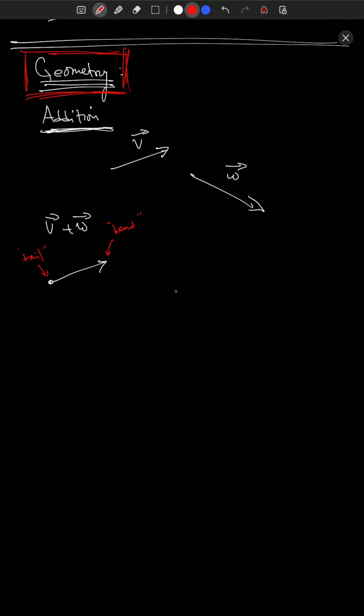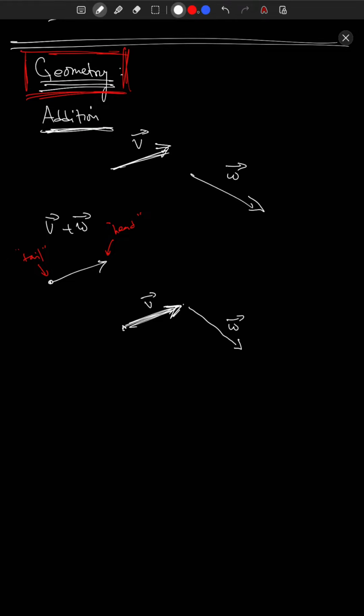Let me draw it again just to have this in a separate picture. So we draw V. Again, it doesn't matter where we draw it, as long as this length is the same as this length, and this direction is the same as that direction. So this still represents V. Okay, so we draw V first, and at the head of V, we draw W. We start with the tail of W there, and then we draw W like that.